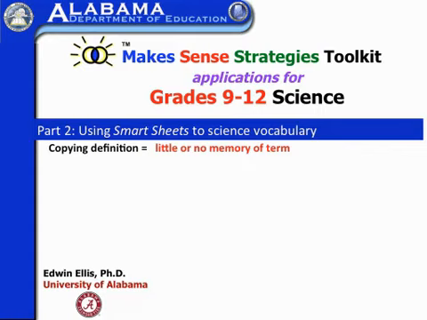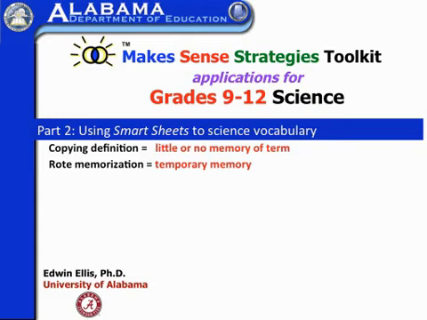Now typically those definitions are in adult language or technical language, and they're not in kid-friendly language. And so what happens is when they're trying to rote memorize definitions that they really don't understand, obviously that's temporary memory at best, and they'll soon forget the term.